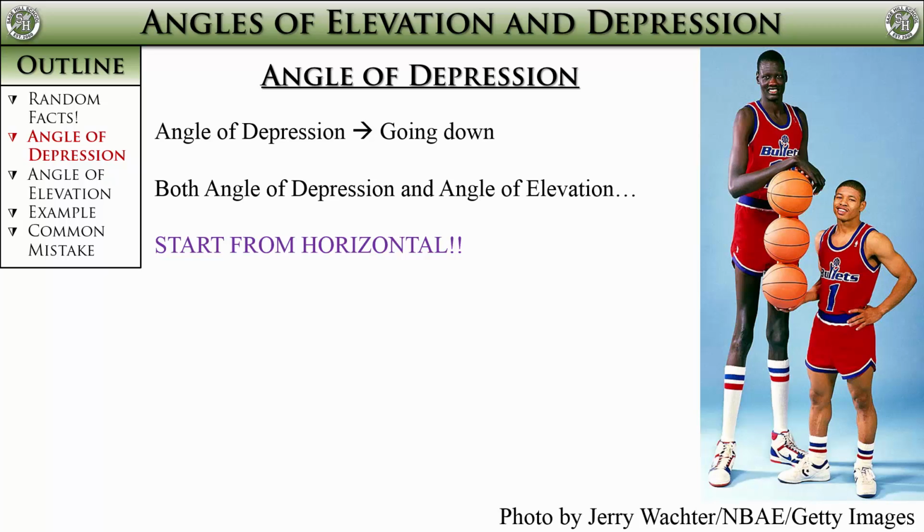Let's consider Manute here. He wants to look at Muggsy. He starts from horizontal and doesn't manage to see Muggsy at all. Clearly he is going to need to tilt his head down to look him in the eyes. So that's what he does. He tilts his head down until he is looking at Muggsy. From where he started, which was horizontal, to where he ended up forms an angle. That angle is the angle of depression from Manute to Muggsy.